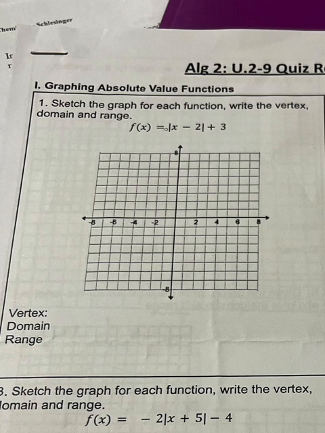So what we have here is f of x is equal to the absolute value of x minus 2, plus 3. The graphs of absolute value functions are either going to look like a V or an A. How do you know if it looks like a V or an A? Well, if the coefficient of the absolute value is positive, then the graph will look like a V. If the coefficient is negative, the graph is going to look like an A. It's going to open downward. So I'm going to add arrows here to indicate that it continues.